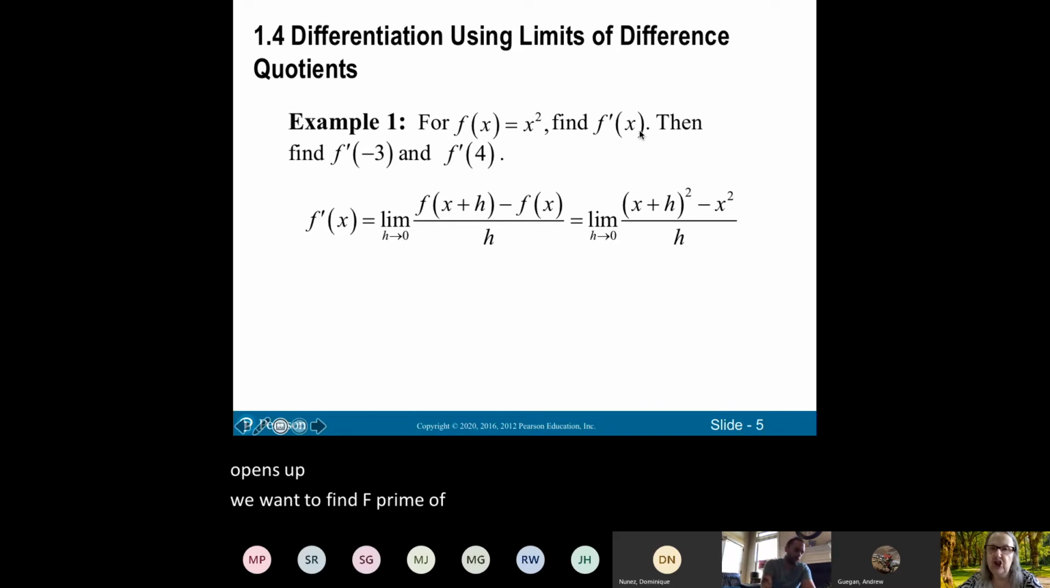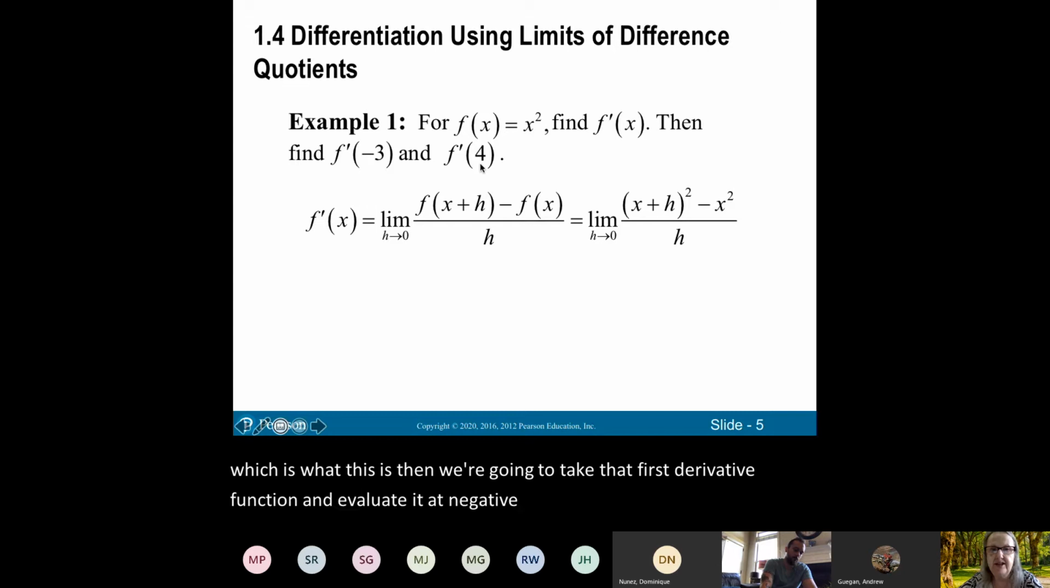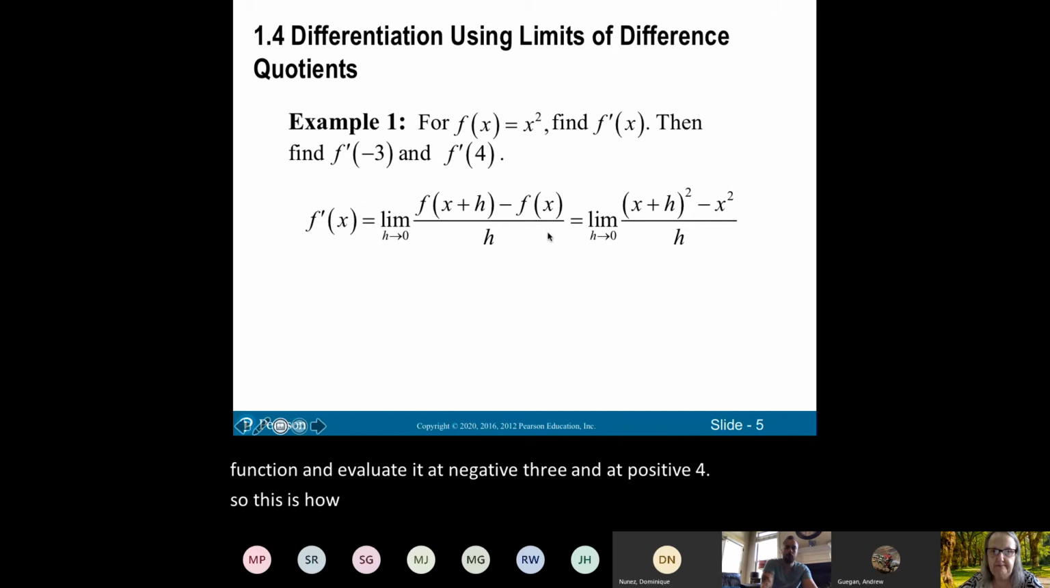Then after we find the first derivative at x, which is what this is, then we're going to take that first derivative function and evaluate it at -3 and at +4. So this is how we find the derivative.